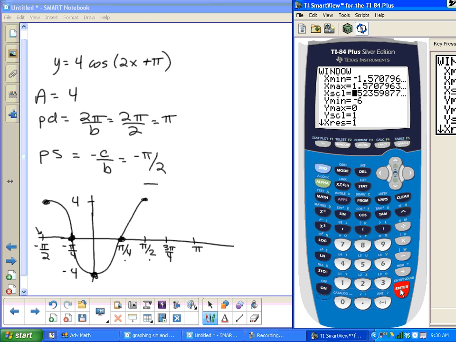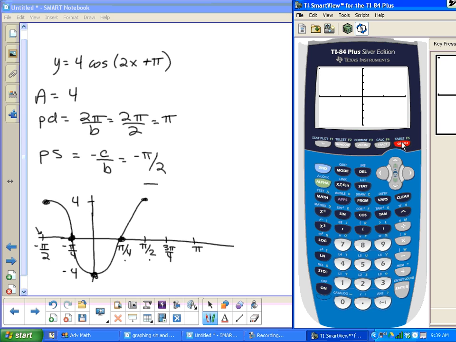All right, now what about my x scale? Yeah, pi over 4, that's what I'm counting by. All right, y min and max, yeah, negative 4. All right, positive 4. Yeah, y's, we're just counting my ones. All right, so now let me do a graph. Let's check it. Okay, so is that what I've got there? Yeah.